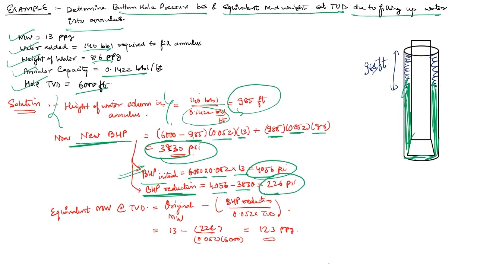Now because of this loss, my equivalent mud weight will be equal to original mud weight minus the BHP reduction divided by 0.052 into TVD. On placing the values, I will get my equivalent mud weight as 12.3 pound per gallon. A very simple numerical. All we need to do is to understand the problem and solve it accordingly. Now let's move further.